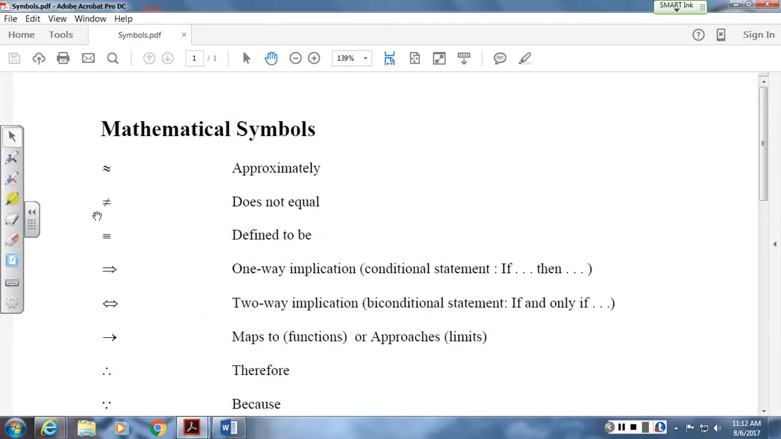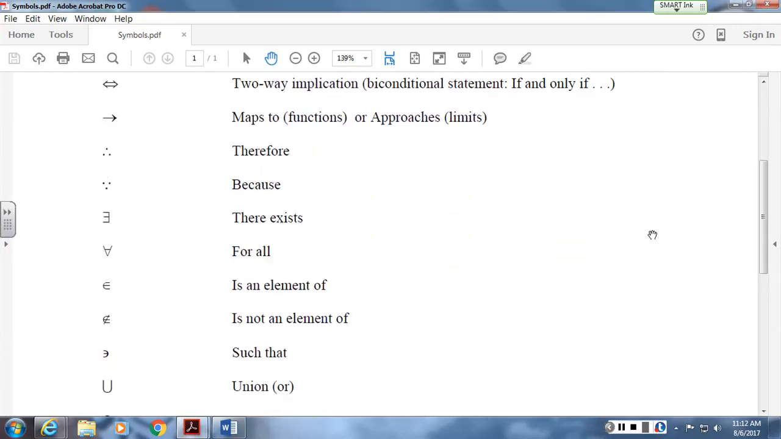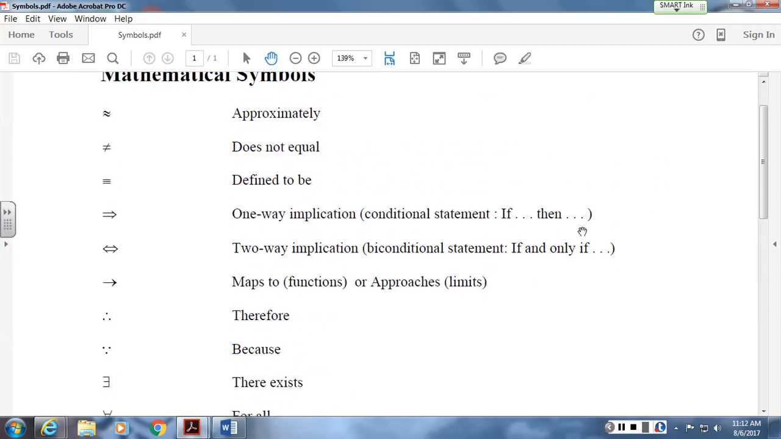And this is just a list of all the mathematical symbols that you might see in this class. Some important ones are the approximately symbol, sort of a squiggly equal sign, and does not equal. The phrase "does not" in mathematics is usually a slash through whatever you're saying does not occur. So if it does not equal something, you put a slash through the equal sign.